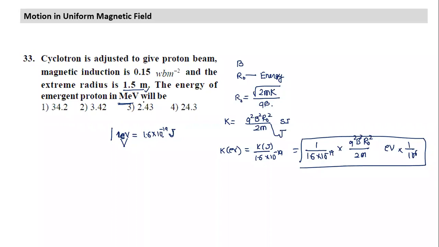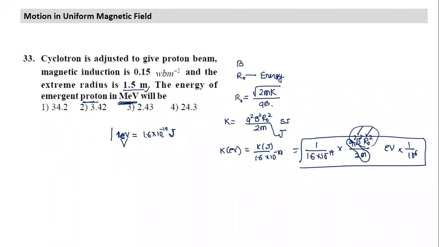So what we notice here for final energy, this is a property of the particle which you cannot change. To have higher kinetic energy, what things can we adjust? We can have a higher magnetic field and a cyclotron with a larger radius. These are the two things which affect the final energy of an emergent proton. And what kind of energy? Million electron volts.